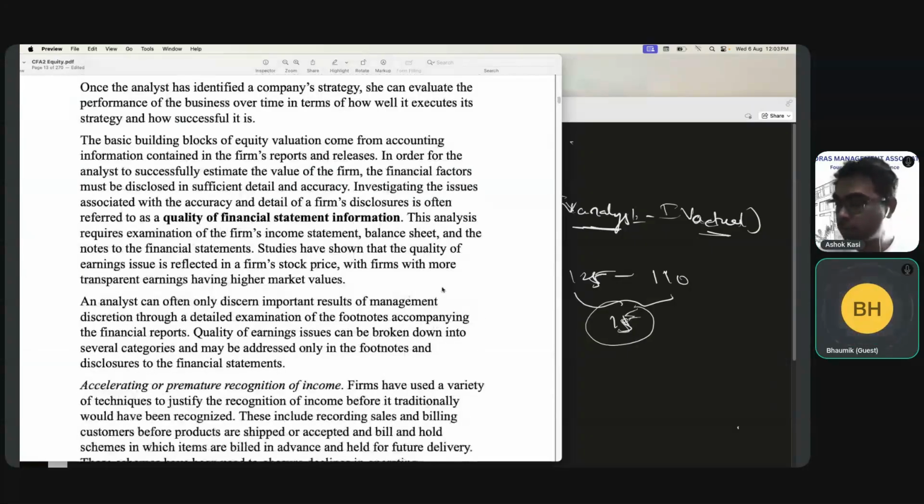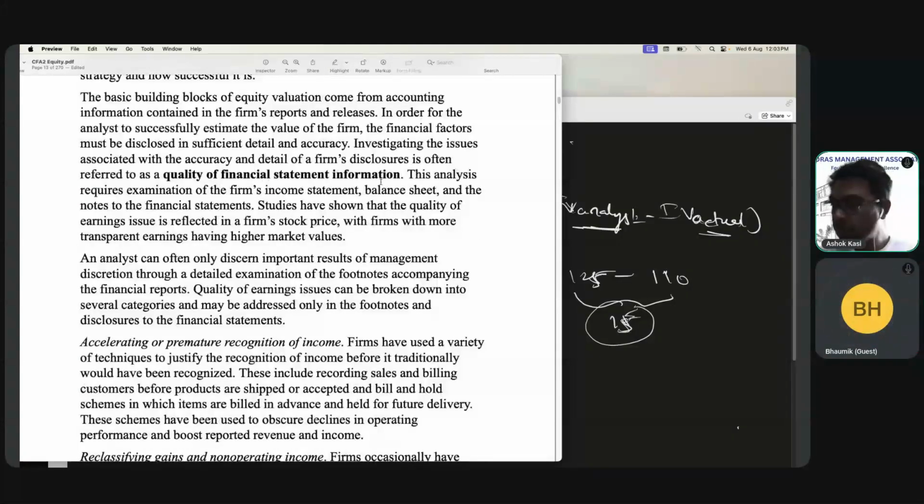Then investigating the issues associated with the accuracy and detail of your firm's disclosure is often referred to as quality. Quality of financial statements. So quality means what? Quality as in if they do window dressing, or if they keep changing the accounting methods, or if the inventory method, LIFO to FIFO, FIFO to LIFO, keeps changing, that shows the quality of financial statements is not good.